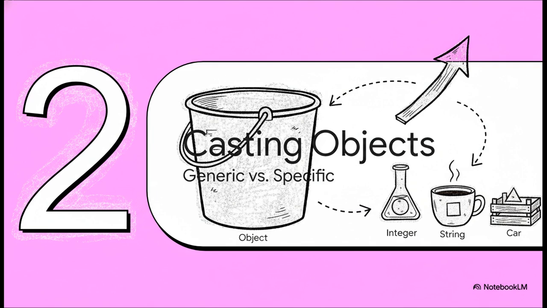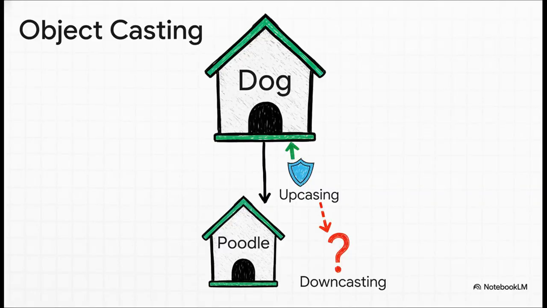about objects. Here, our container analogy gets an upgrade. We're not just thinking about size anymore, we're thinking about how generic or how specific a container is. And this all comes down to inheritance. So let's imagine you have a poodle class, and it's a specific type of dog. Upcasting is when you take your specific poodle object and put it into a more general dog container. This is always safe because every poodle is a dog, right?